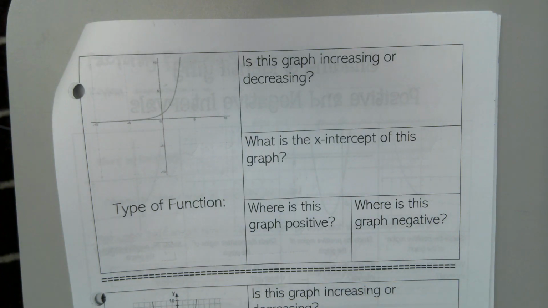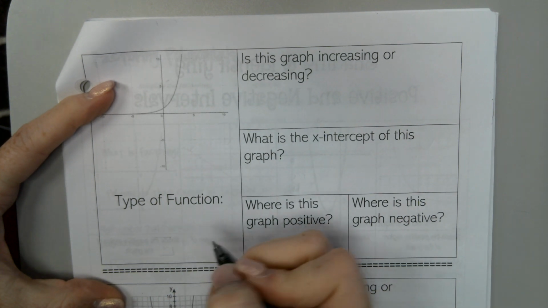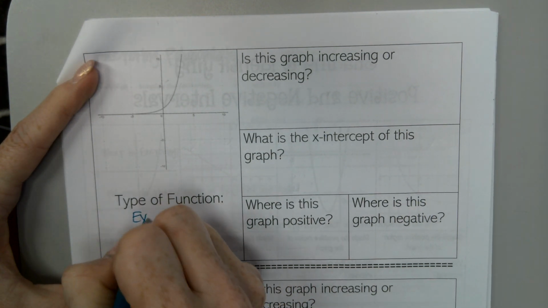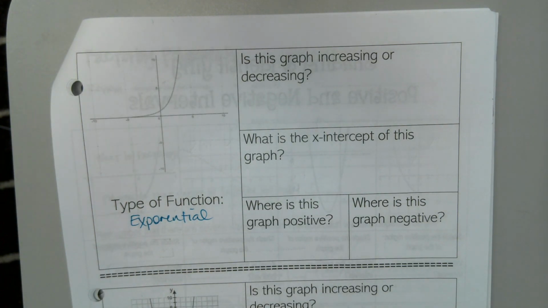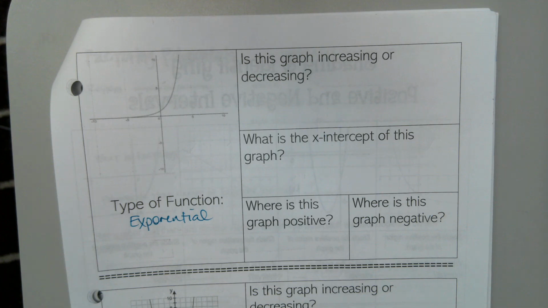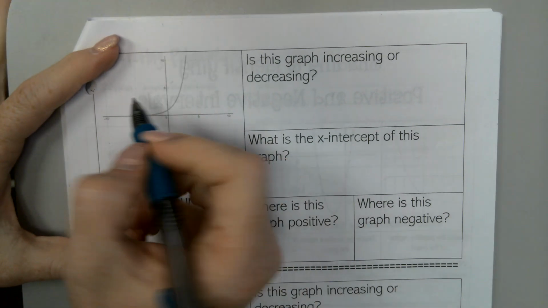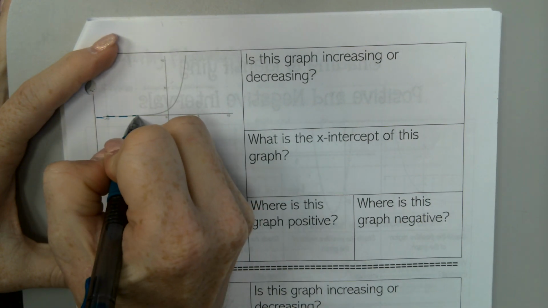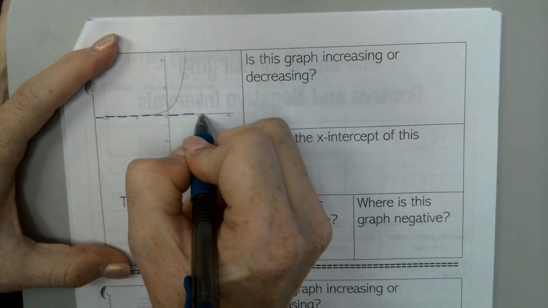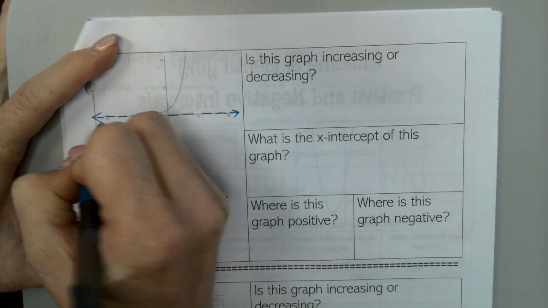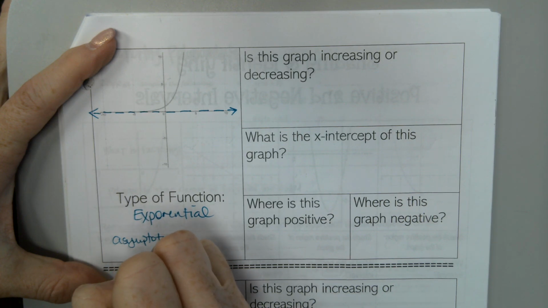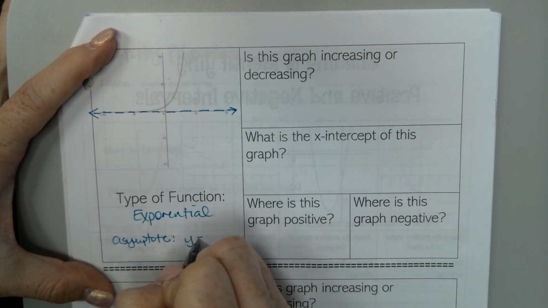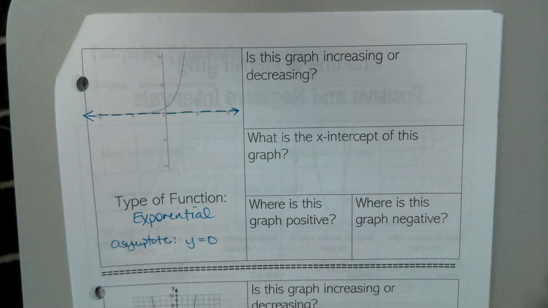What type of function is this one? Exponential. Okay? Now, I'm not as good at writing the exponential graphs. I do know that there is an asymptote right here on the x-axis. Now I'm going to say that the asymptote has an equation of y equals 0.